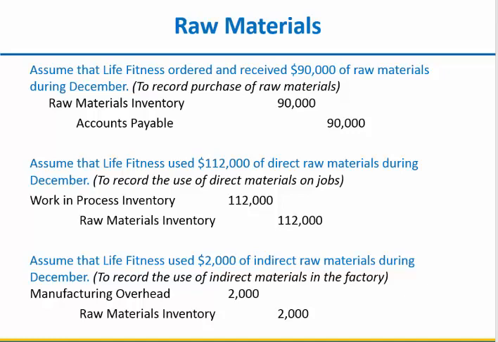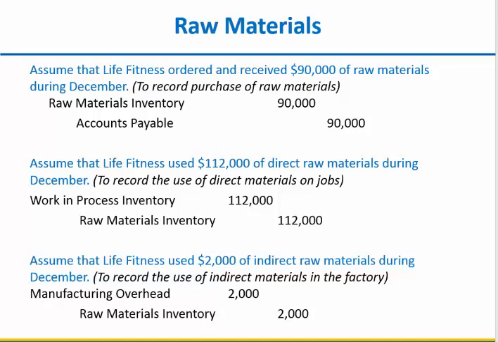So let's assume that there's a Life Fitness company. I think we covered this company in the prior slides. There are a lot of job orders we talked about, so don't worry, we're going to use all these numbers again and work out all these journal entries together. So first, let's focus on raw materials. The first one is purchase.